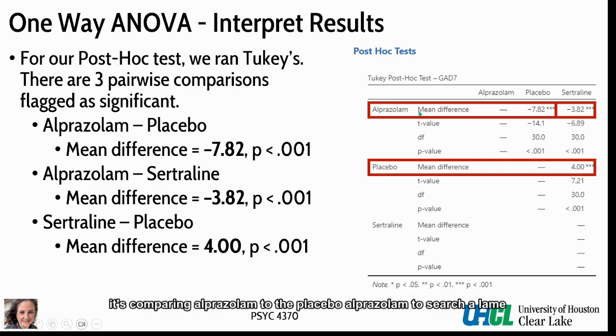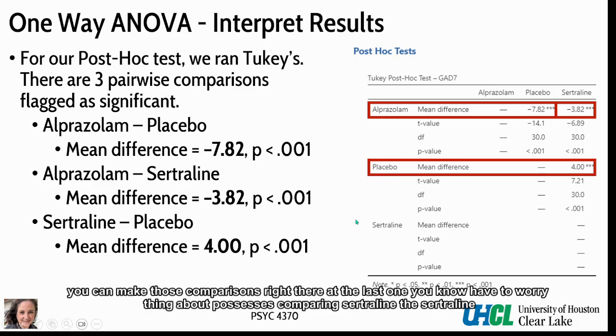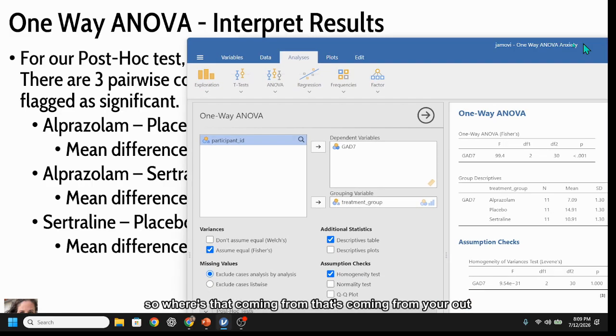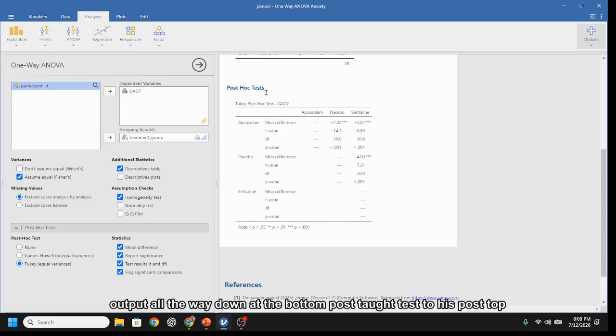If you look at post hoc tests, this is where you're pulling those results. It's comparing alprazolam to the placebo, alprazolam to sertraline, placebo to sertraline. You can make those comparisons right there. The last one you don't have to worry about, because that's just comparing sertraline to sertraline. So where is that coming from? That's coming from your output all the way down at the bottom, the post hoc test, Tukey's post hoc.